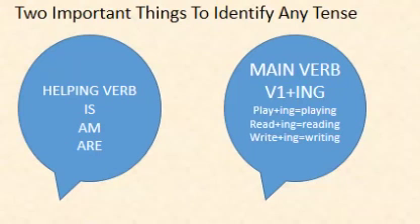So, first is the helping verb. In this present continuous tense, the helping verbs we will use are is, am, are, and as the main verb we will use the verb's first form, and we will add ing to the verb's first form. For example, play. If we add ing to play, it will become playing.